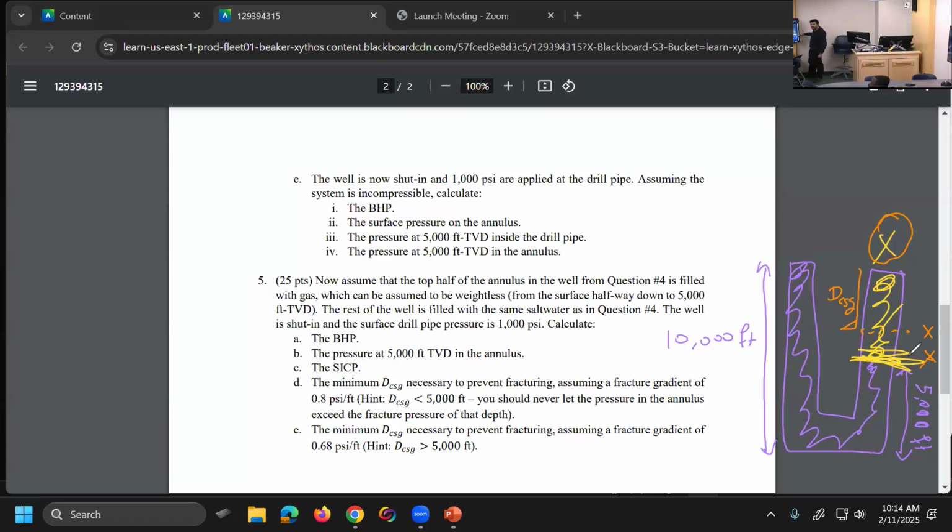The pressure here is the same as the pressure here because yellow doesn't weigh anything at all. And I want the pressure at the dCSG to be equal to the fracture pressure at dCSG, which is 0.8 dCSG. And therefore, I solve it basically. It's a simple equation if you use the YouTube model. Start from the bottom and go up.